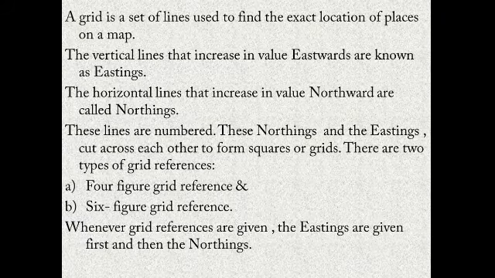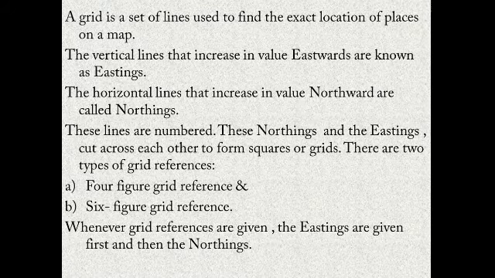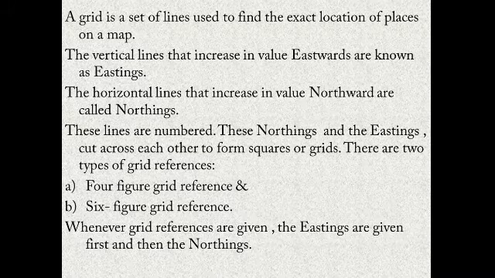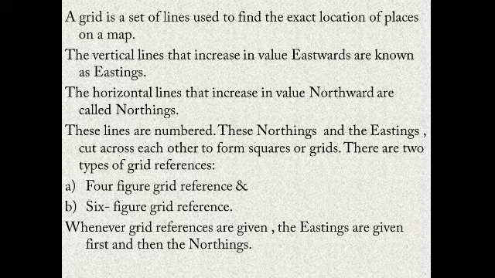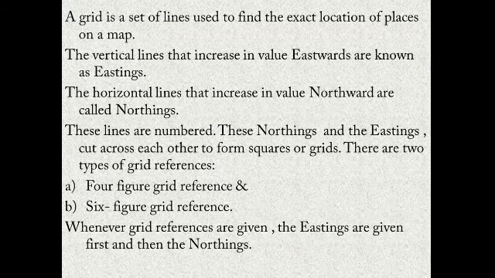Okay, one of the elements of a map you studied, grid system. Once again I am saying a grid is a set of lines used to find the exact location of a place on a map. And now we know about what you mean by eastings and northings. The vertical lines that increase in value eastwards are known as eastings. The same way, the horizontal lines that increase in value northward are called the northings. These lines are numbered, even the eastings and northings. When you see the red lines, it is numbered.